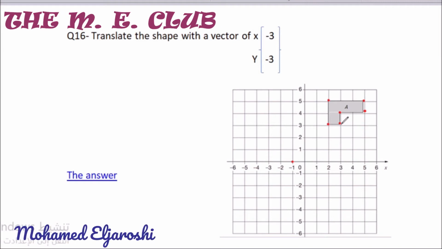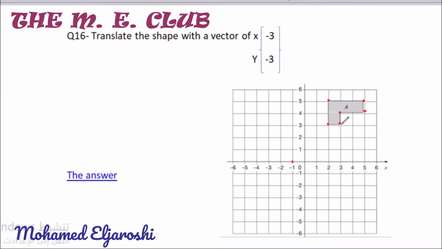Now let's move on. Let's talk about this point. Let's move 3 to the negative x and then 3 to the negative y. So 1, 2, 3, 1, 2, 3. We moved 3 to the negative side of the x because this is the x-axis. This is the negative side. This is the positive side. So when it says 3 to the negative, it means move 3 to the negative side.